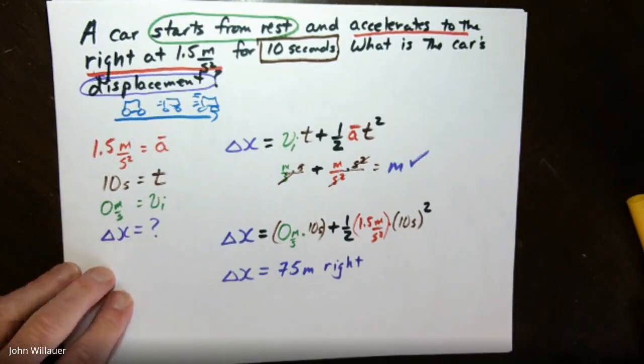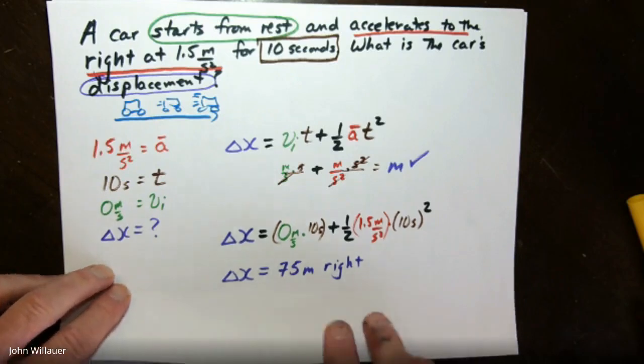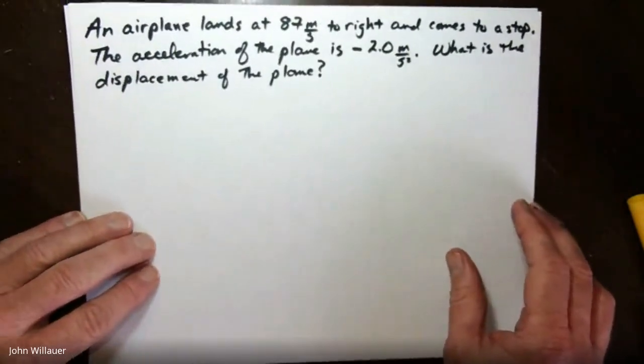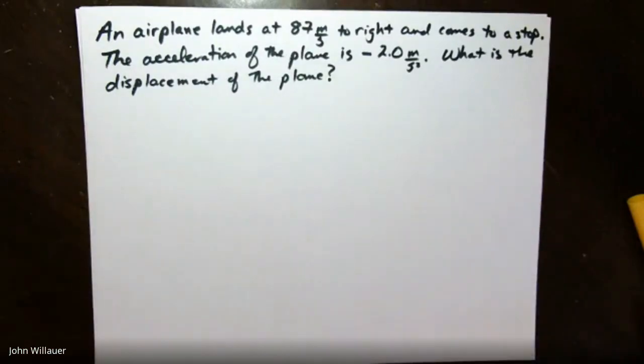I'll leave this up here for a second. If you want to stop, you can look at it or you can pause the video. There's one other one that I would like to look at, and it is this one here. Here we've got an airplane. The airplane lands at 87 meters per second to the right and comes to a stop. The acceleration of the plane is -2 meters per second squared. What is the displacement of the airplane?